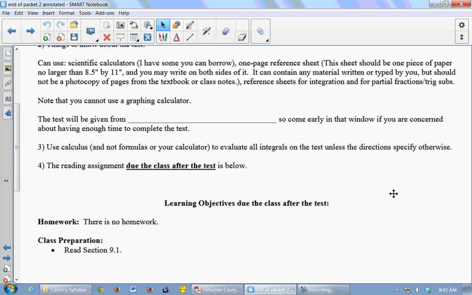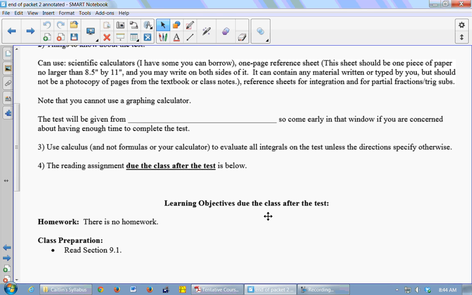You can use the reference sheets that I've given you. There's one in the front of this packet about partial fractions and trig substitution. And then I think there was one on U substitution from the last test, and you can bring that if you want, though U substitution won't explicitly be on this test. So you cannot use a graphing calculator.